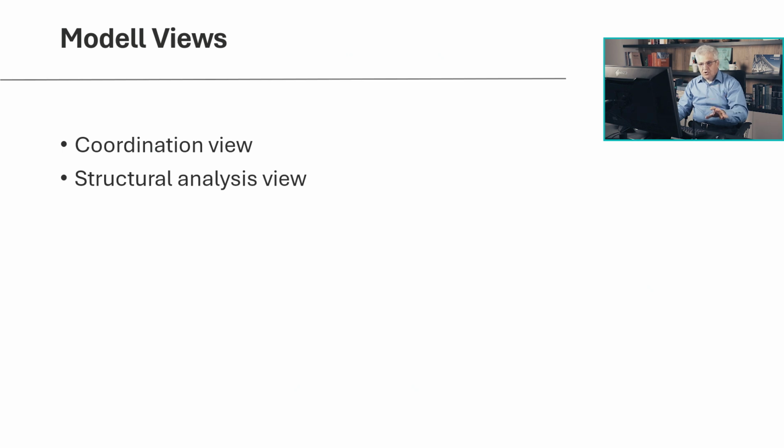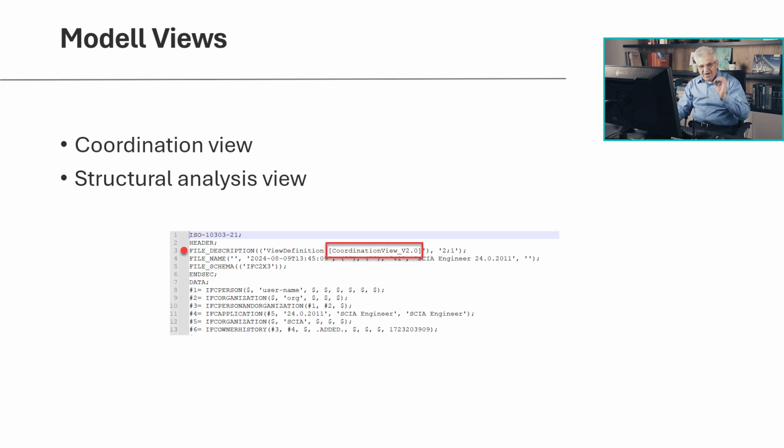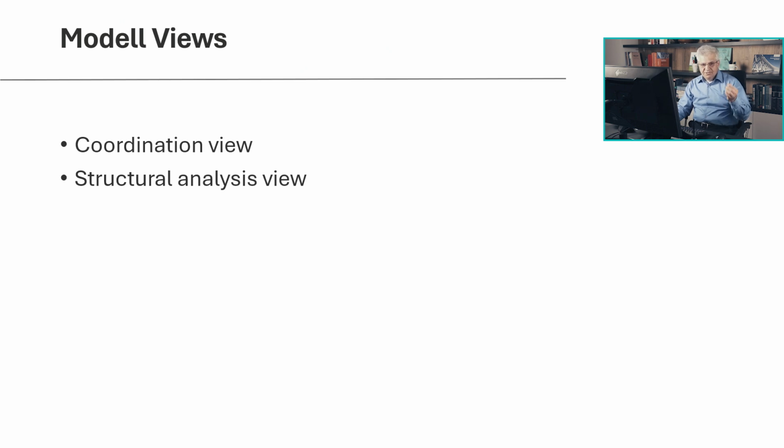So for you to know, if you want to import it into SCIA Engineer, you need this coordination view. You see it in the file. If you open this IFC file, this is a text file, you can open it with Notepad, for example, on your computer. And in the header of the file, you see if it is a coordination view or structural analysis view. You can open it also with Solibri, and if it's a different format, you get information. That is it. So for us, we need coordination view 2x3 or 4.